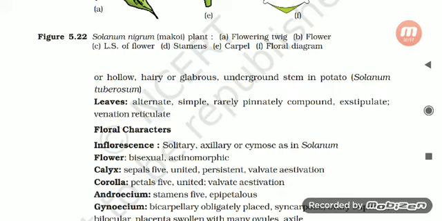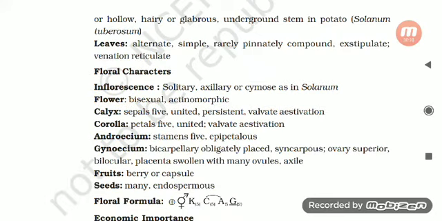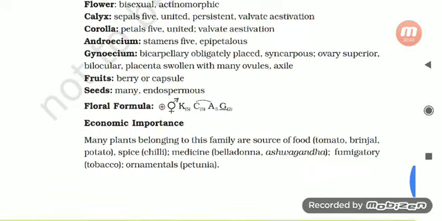Floral characters: inflorescence solitary, axillary, or cymose as in Solanum. Flower bisexual, actinomorphic. Calyx: sepals 5, united, persistent, valvate aestivation. Corolla: petals 5, united, valvate aestivation. Androecium: stamens 5, epipetalous. Gynoecium bicarpellary, obliquely placed, ovary superior, bilocular, placenta swollen with many ovules, axile. Fruit berry or capsule, seeds many, endospermous. Floral formula is this. I already have read that in the above part.